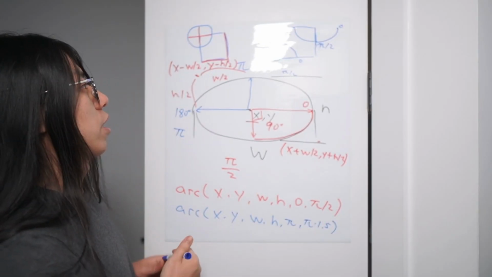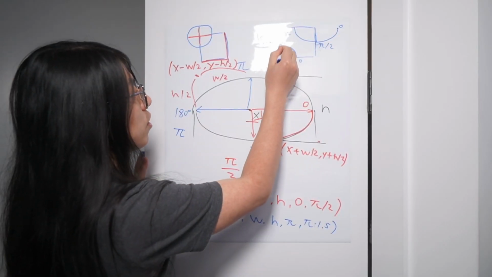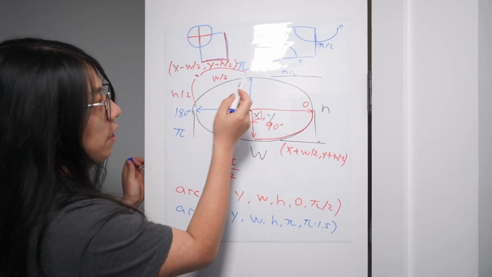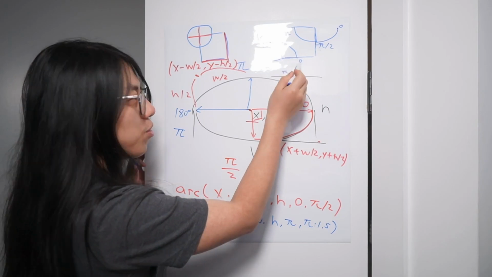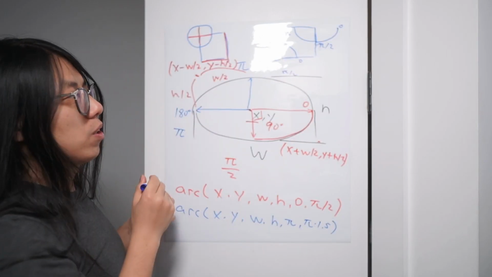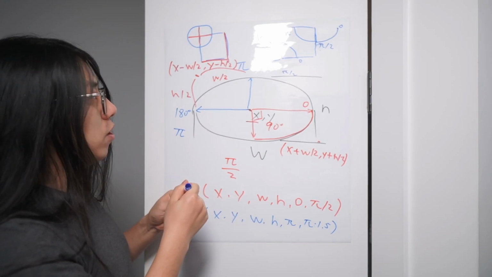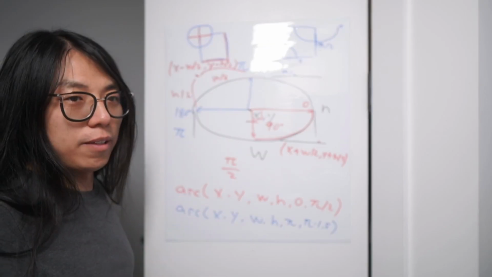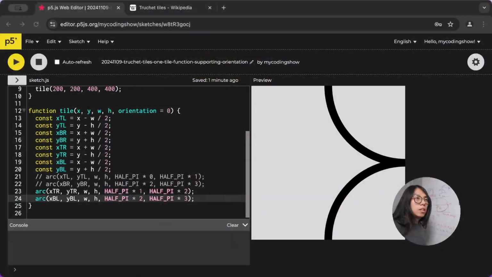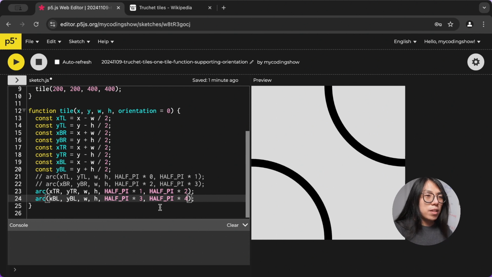That was not being very accurate. So we are starting here, which is 3 half pies, and then we are ending here. So instead of 0, we should probably use 4 half pies, which is 2 pi. And so we're starting at 3 half pi. We're ending at 4 half pi.